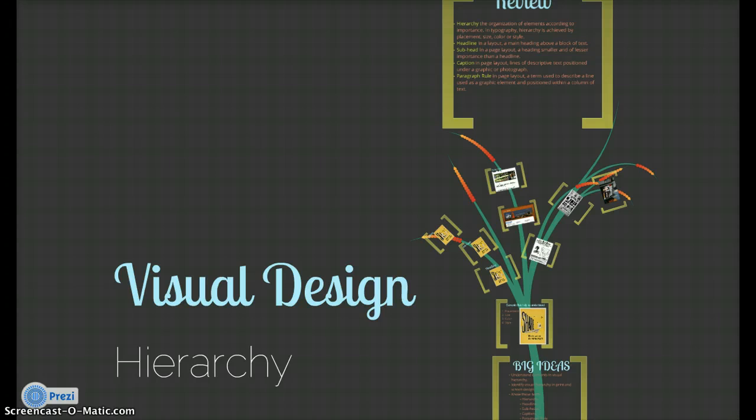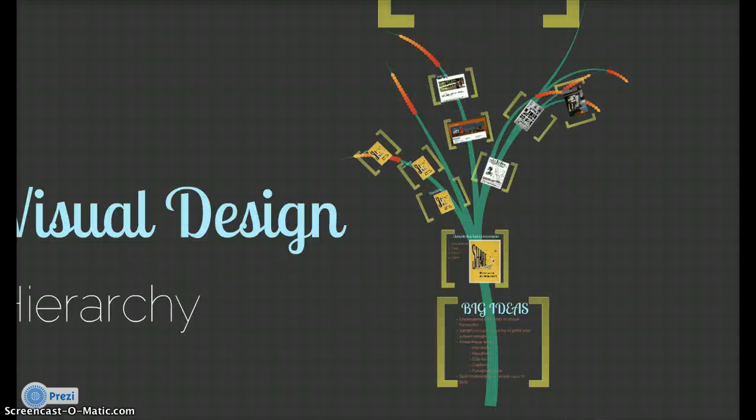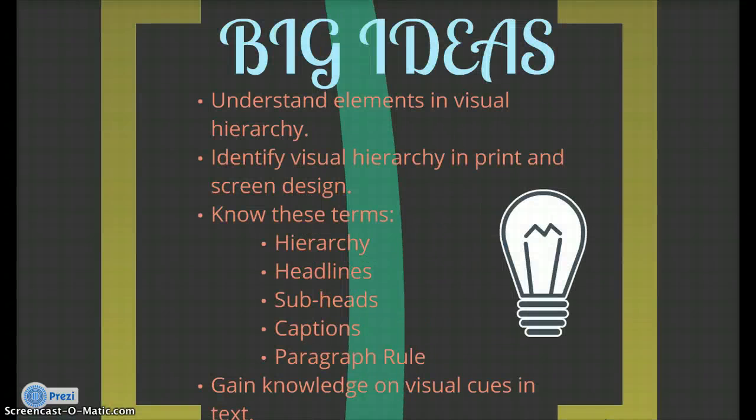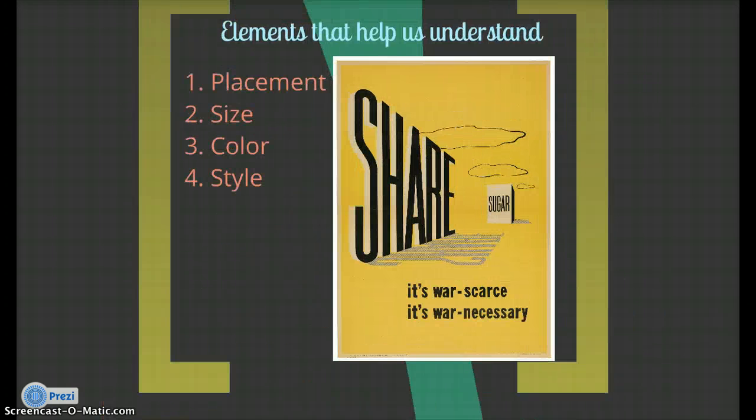Some of the big ideas that we're going to be discussing today are to understand elements in visual hierarchy and identify them in print and screen designs. You're going to become familiar with these key terms: hierarchy, headlines, subheads, captions, and paragraph role. You're also going to gain knowledge on visual cues in text.